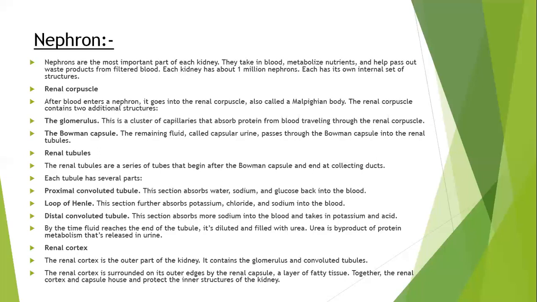Proximal convoluted tubule: this section absorbs water, sodium and glucose back into the blood. Loop of Henle: this section further absorbs potassium, chloride and sodium into the blood. By the time fluid reaches the end of the tubule, it's diluted and filled with urea. Urea is a byproduct of protein metabolism that's released in urine. What is the renal cortex? The renal cortex is the outer part of the kidney. It contains the glomerulus and convoluted tubule. It is surrounded on its outer edge by the renal capsule, a layer of fatty tissue. Together, the renal cortex and capsule protect the inner structure of the kidney.